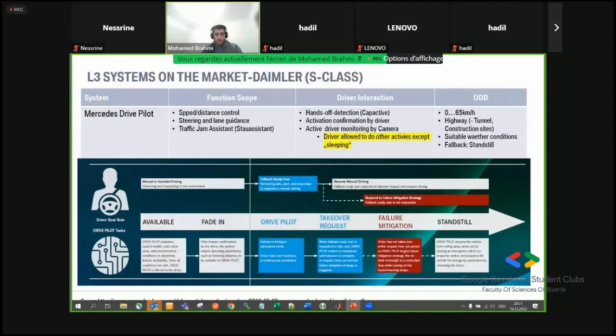The third system is from Daimler, and as you see here, this is the only system, from my point of view, which is L3 and which is already on the market. It is available on the highest category of the Mercedes cars, on the S-Class from this year. So what is the difference here to the previous systems? What makes this an L3 system?